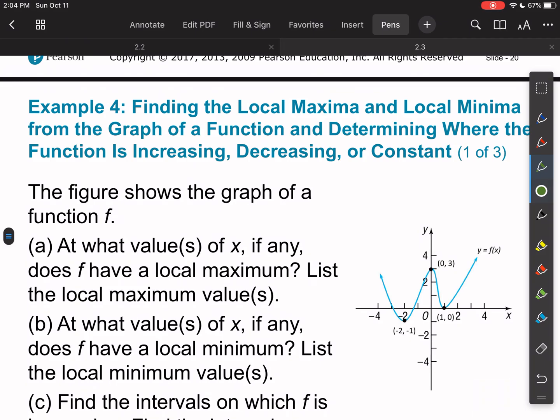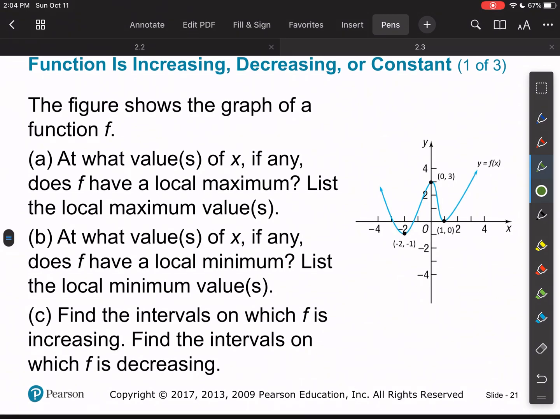Okay, so the figure shows the graph of a function f. It says for part A, at what values of x, if any, does f have a local maximum? List the local maximum values. So notice they're looking for x values. That's very important when you're doing your homework. Okay, so if I were doing this, since it's a maximum, we're looking for a mountain peak. That only happens right here. The x value there is 0. So I would just say x equals 0.